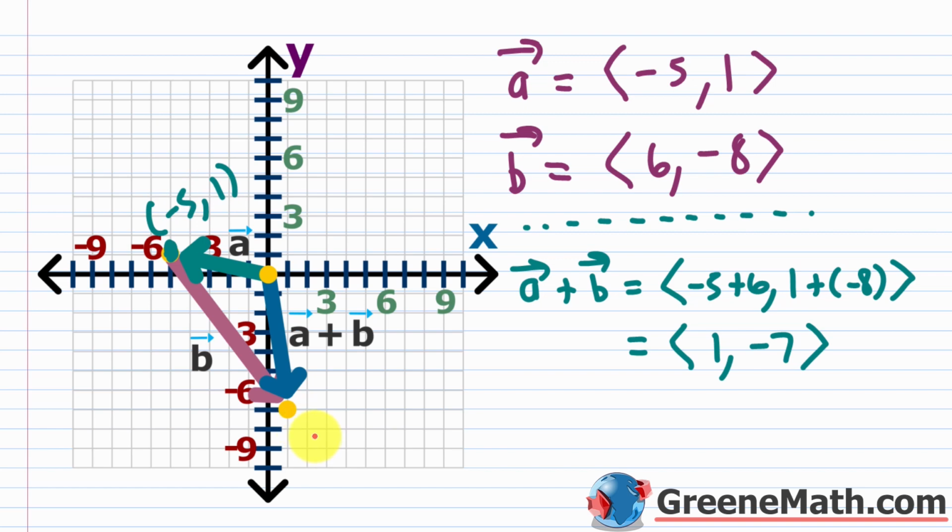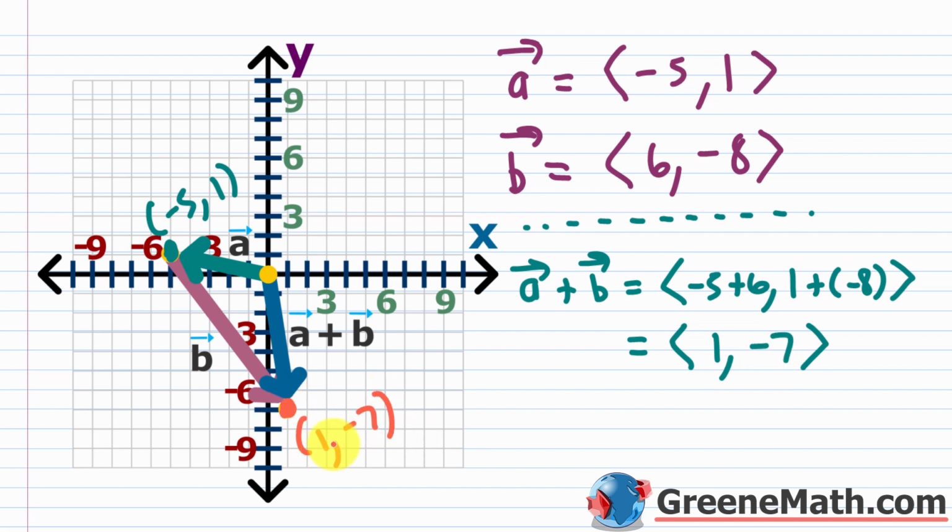Now you need to figure out where the terminal point is going to be. The way you do that is you say, well, I'm at -5, 1 to start. I'm moving to the right by 6 units. So -5 plus 6 would be 1. Okay, so that's my x location. And then I'm moving to the left by 8 units. So 1 minus 8, or 1 plus -8, is going to be -7. So that's going to be my y location. Okay, so that's my terminal point.